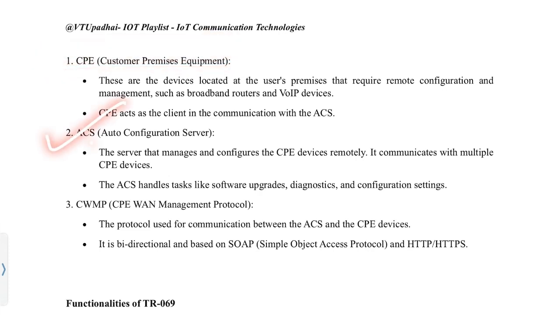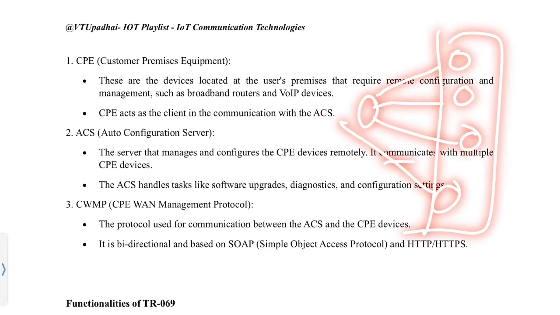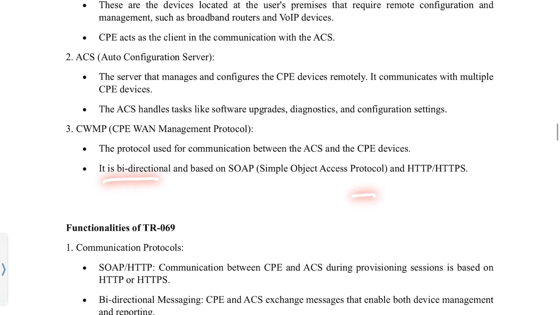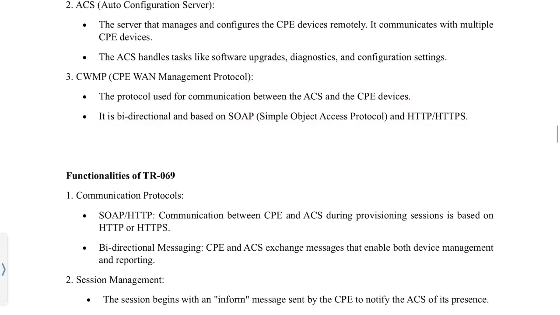Then we have ACS, that is auto configuration server. So this server will manage and configure the devices remotely. So it can communicate with multiple devices at once, because multiple devices need to be updated over a town, right? Multiple set-top boxes have to be updated if a new channel is being added in TV, right? So CWMP, that is CPE WAN Management Protocol, this protocol is used between the ACS and CPE devices. It is bi-directional, both ways, and it is based on SOAP, Simple Object Access Protocol, and HTTP and HTTPS.